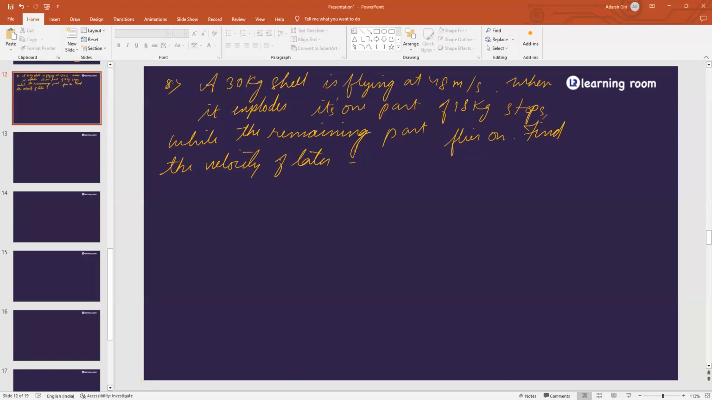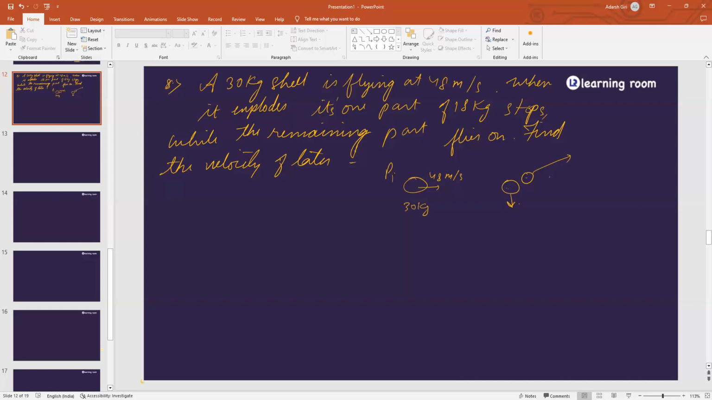Okay, I'll give you the hint now. It is based on the principle of conservation of momentum only. Initial momentum is equal to the final momentum. So what was happening? A ball was flying, initially 30 kg in mass, with 48 meters per second. It must have some initial momentum, let us say P_i, and then it blasted off. So one part finally stopped, it must have fallen down, and the other part flew on.